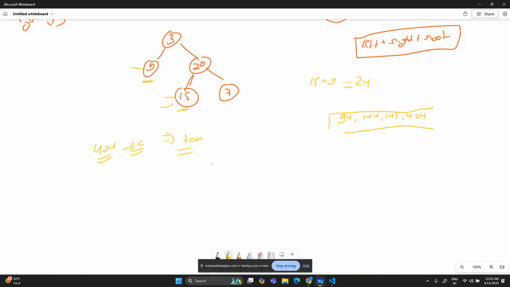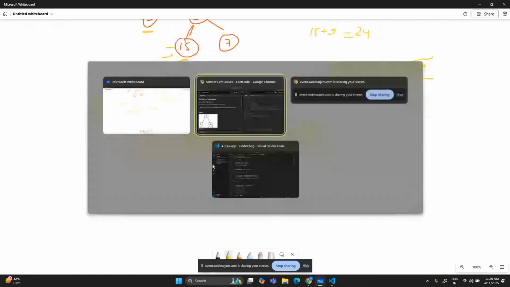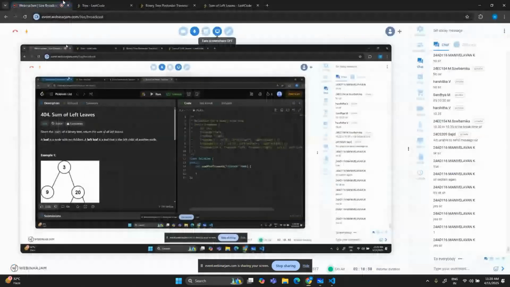Find the height of a binary tree. Guys, how can you find the height of a binary tree? Anyone? How can we find the height of a binary tree?